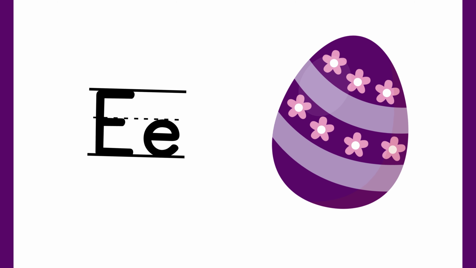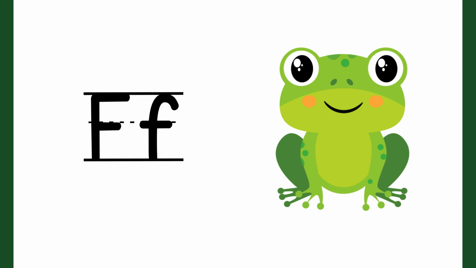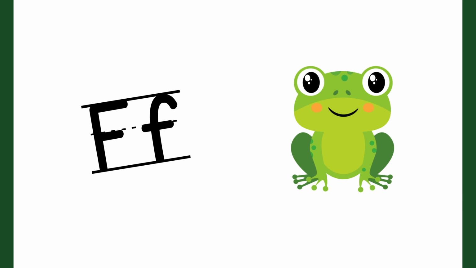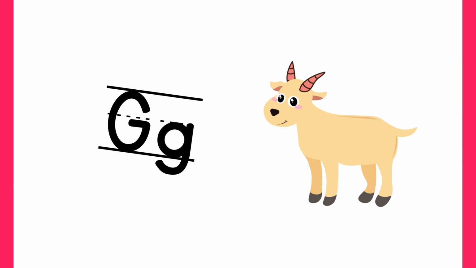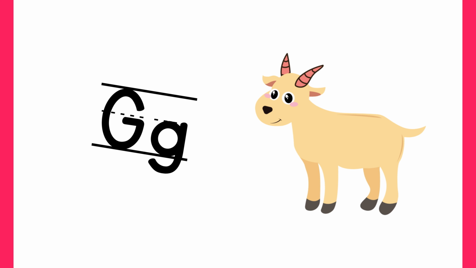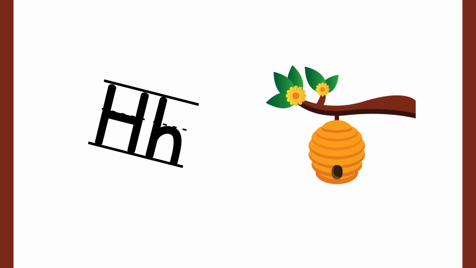E, and E is for egg. F, and F is for frog. G, and G is for goat. H, and H is for honey.